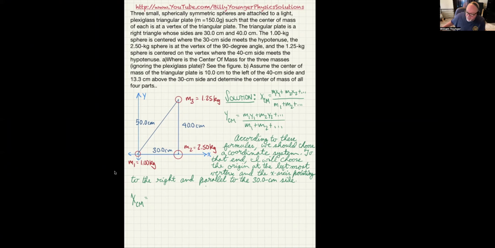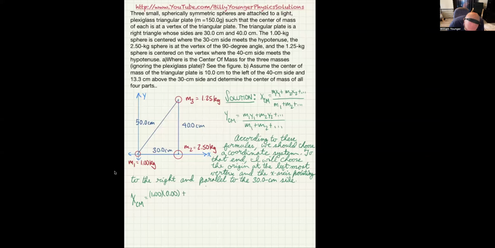It wouldn't matter as long as I use the same units top and bottom for mass. Then they'll all cancel out and everything will work out fine. But M1 X1 will be 1.00 kilograms times the x coordinate, also called the abscissa, in this case is 0.00. Okay, that would be in meters.